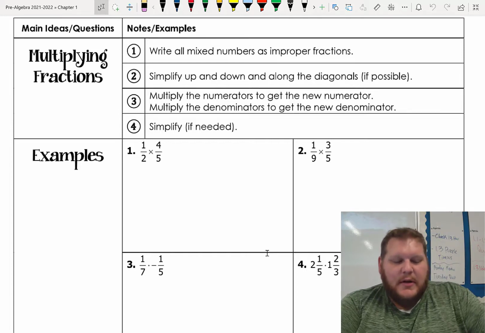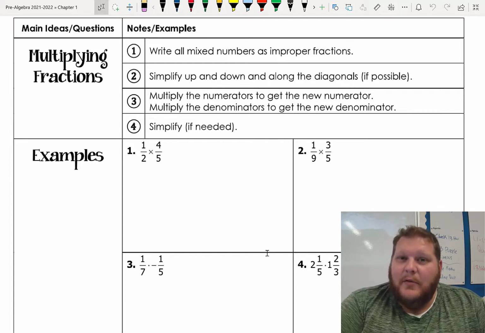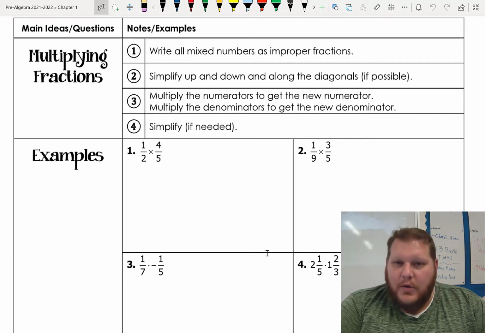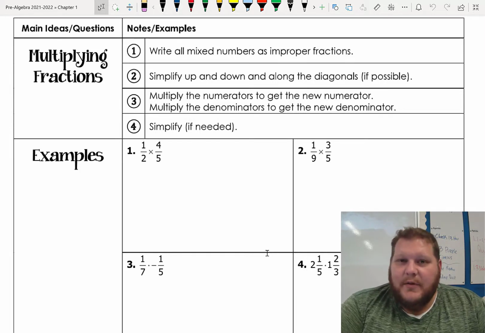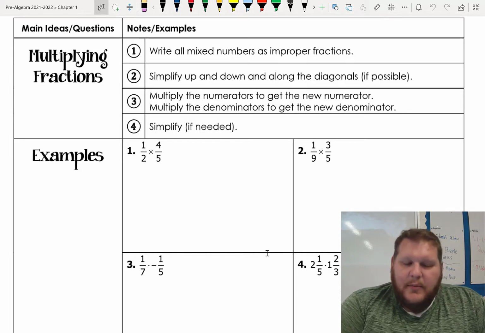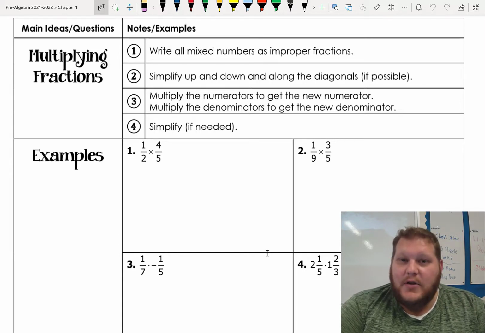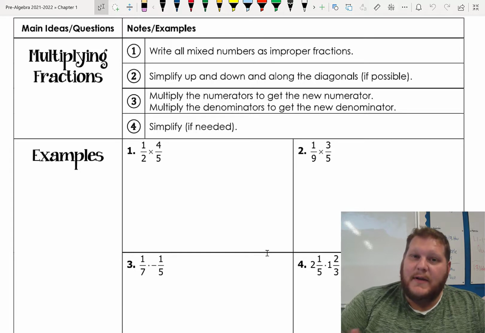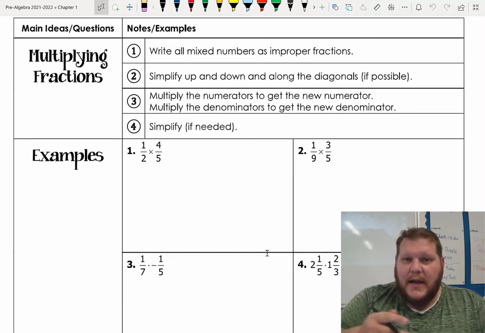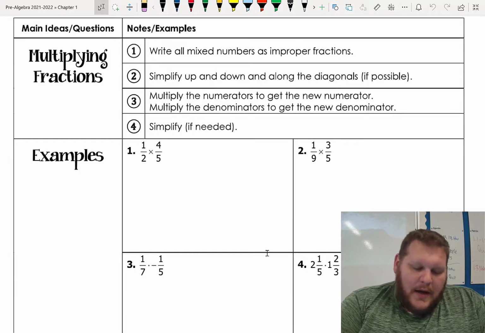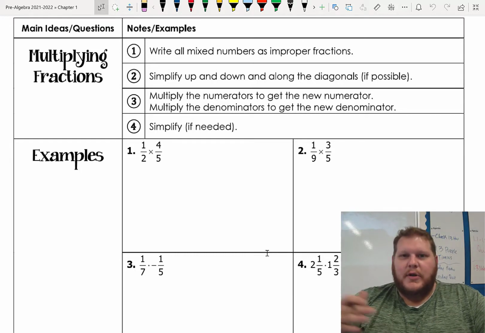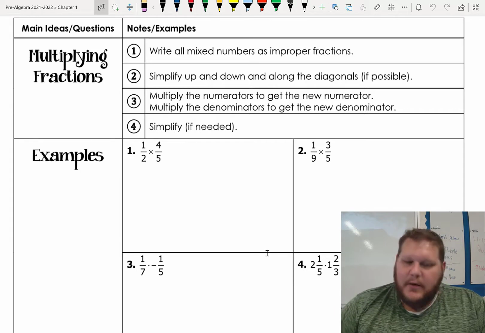Taking a look at our steps here, first we need to make sure we have improper fractions. We just want one numerator, one denominator. So if we have a mixed number, we're just going to rewrite it as an improper first. If we can simplify, we can do that. We can do that within the same fraction or across the two of them. So when I'm talking about reducing, I can divide top and bottom by something to make it simpler. And then we're going to just multiply across. Numerator with numerator, denominator with denominator.